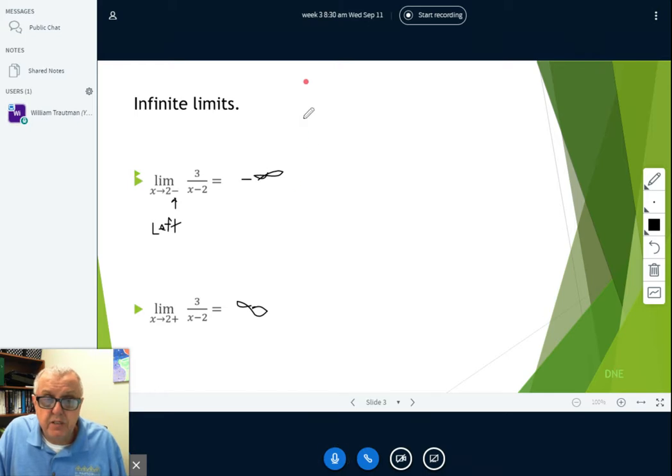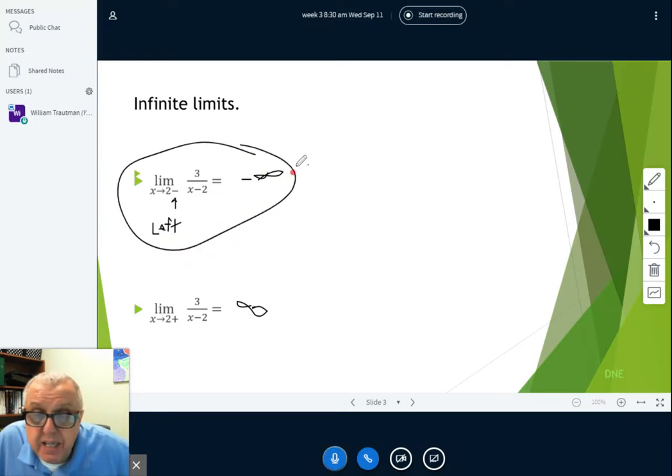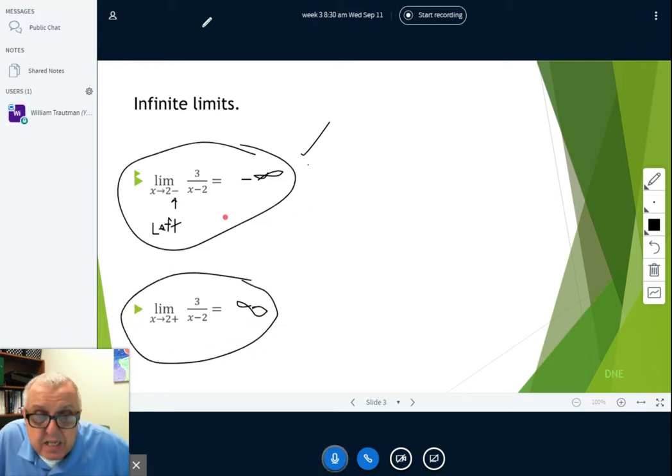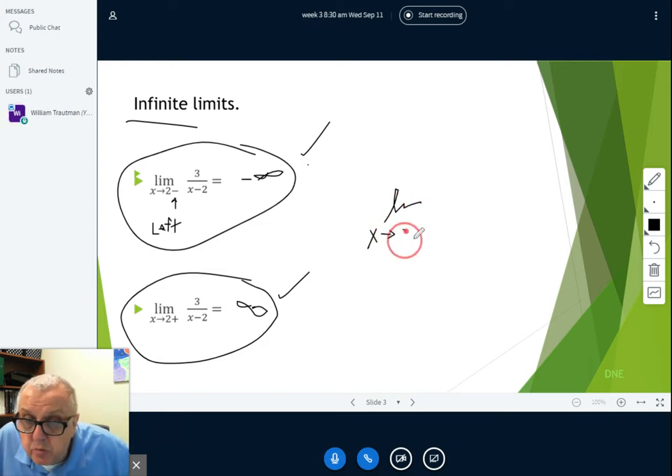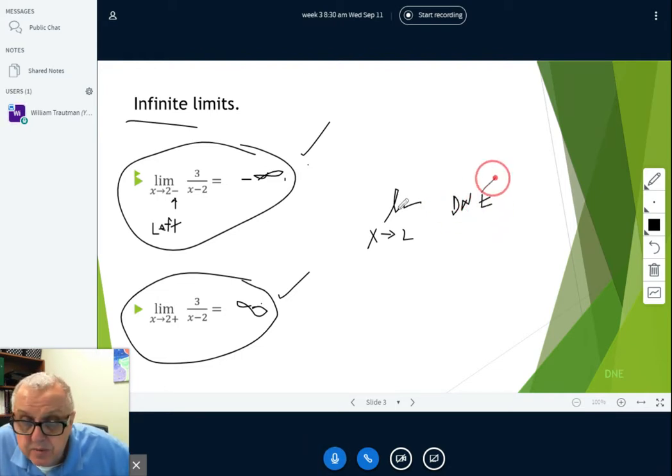So if we just had this, if it said infinite limit, what does this limit equal? The answer would be negative infinity. If we just had this limit, and in the problem it says we're dealing with infinite limits, then the answer would be positive infinity. But since we're asking in the previous problem what the limit equals when it approaches 2, since it approaches two different infinities from different sides, this limit does not exist.